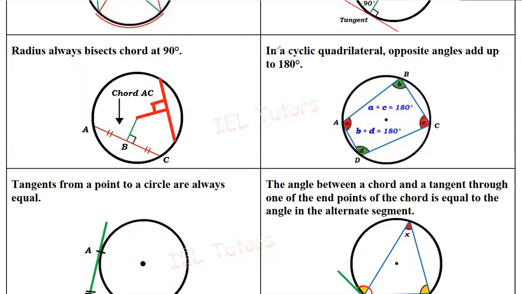Moving to the next circle theorem, it says in a cyclic quadrilateral, opposite angles add up to 180 degrees. As the word cyclic suggests, this quadrilateral is on the circle, and the word quadrilateral means a four-sided shape. So in a four-sided shape whose vertices are on a circle, opposite angles, or non-adjacent angles, in this case A and C, add up to 180 degrees, and B and D add up to 180 degrees. I think it's a pretty straightforward circle theorem.